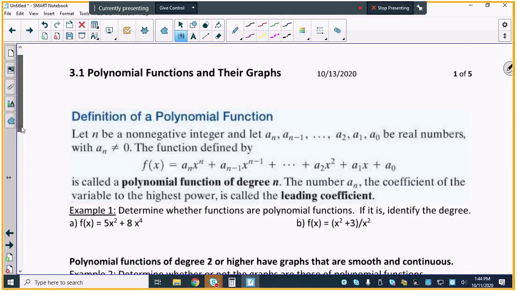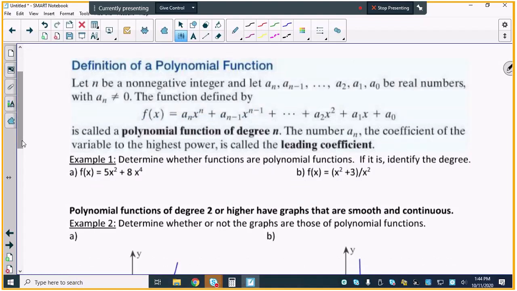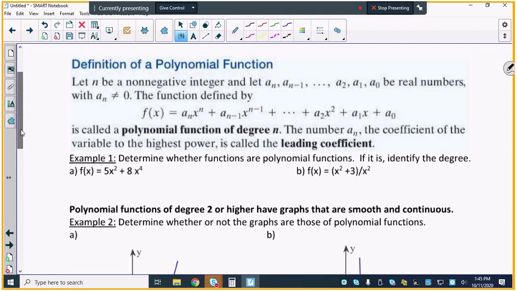So as usual, we have the formal definition of a polynomial function. It says that if n is a non-negative integer and a_n minus 1, a2, a1, a0 are real numbers with a_n not equal to 0, then the function defined by f(x) equal to a_n x to the power n plus a_n minus 1 x to the power n minus 1 plus dot dot dot plus a2 x squared plus a1 x plus a naught is called a polynomial function of degree n, where the number a_n, the coefficient of the variable to the highest power, is called the leading coefficient. Determine whether the following functions are polynomial functions. If it is, then identify the degree.